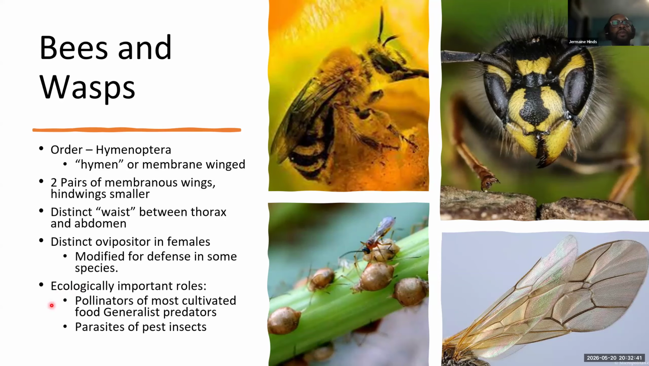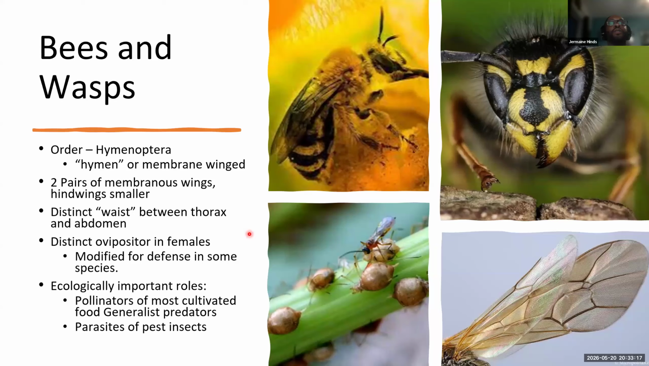So they're pollinators for most cultivated foods. They're also generalist predators, and they're parasites of pest insects. I'll show you the video next class, but many wasps will lay eggs into other insects. And so this, an aphid mummy, is a parasitized aphid. A wasp came along and stung an aphid. The eggs develop inside the aphid. It hatches, the larvae will eat the aphid from the inside out and then burrow its way out as a newly emerged adult wasp that could go and control other aphids.